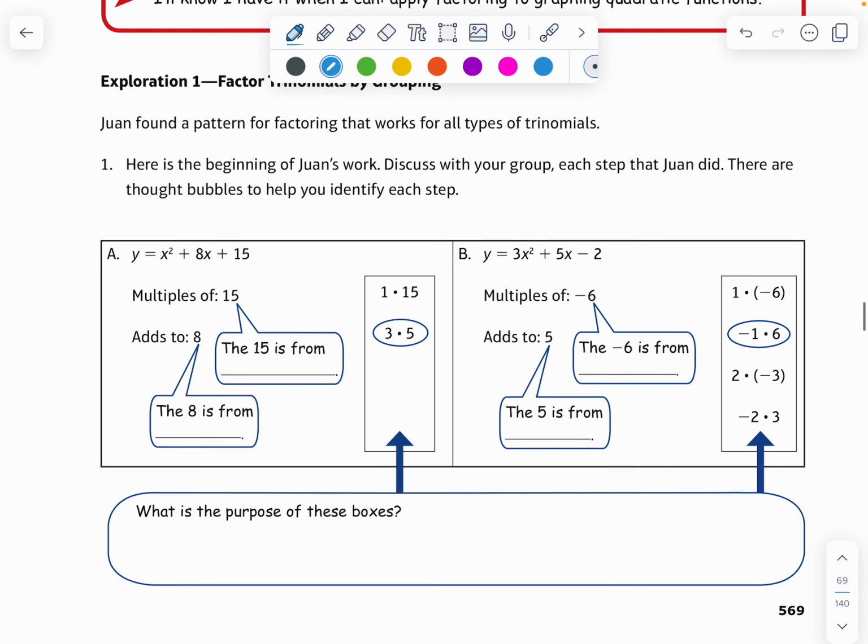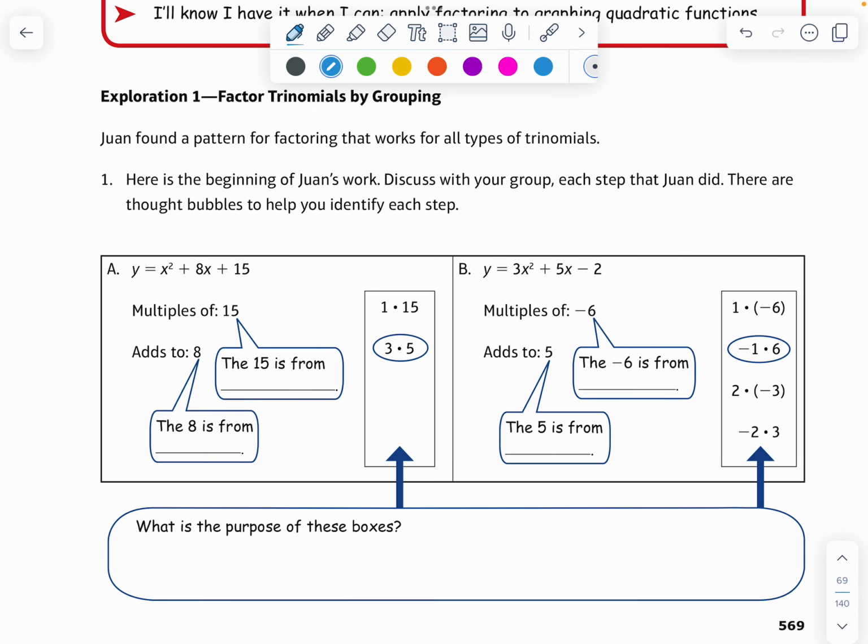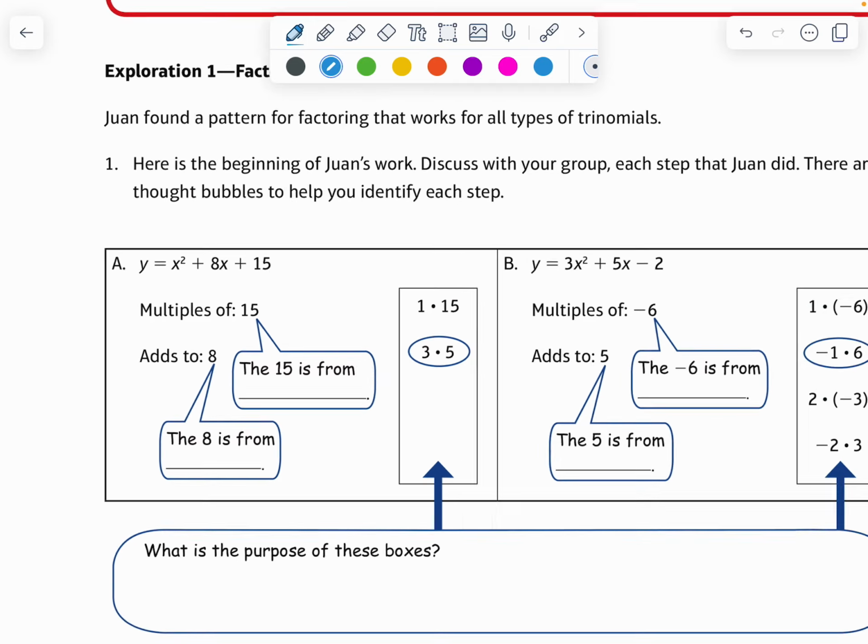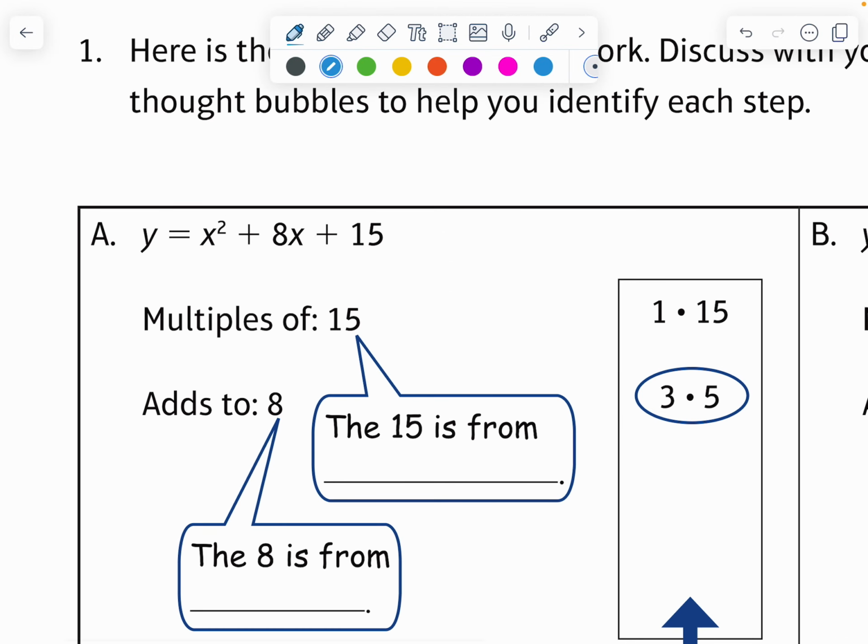All right, so down here, it says Juan found a pattern for factoring that works for all types of trinomials. Here's the beginning of his work. So I'm going to zoom in at A. We have this trinomial, y equals x squared plus 8x plus 5. He started looking for multiples of 15. And how he got that was that is the A term of 1 times the C term. He got the 15 from A times C.